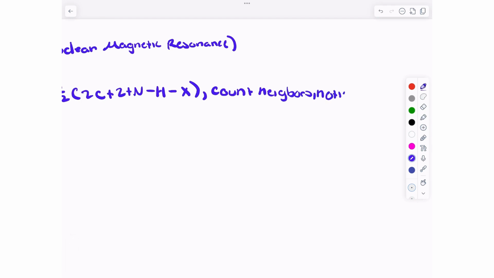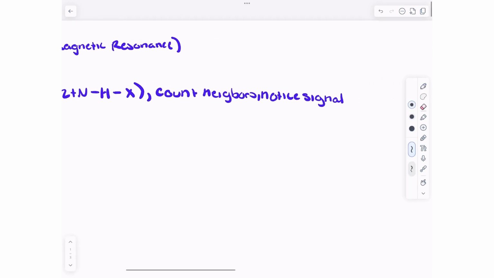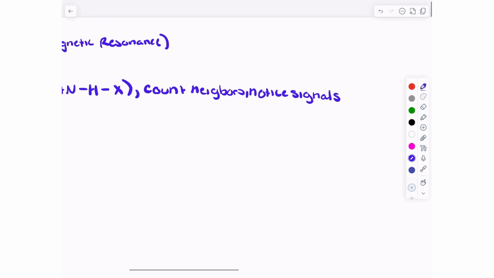Notice the signals. So when you're doing an NMR, how many signals there are is how many hydrogen signals there are. So I'm looking at the HNMR. If you had something like this, let's say it was something like this, you're going to have 1, 2, 3, and yeah, there will be 3 signals in here.